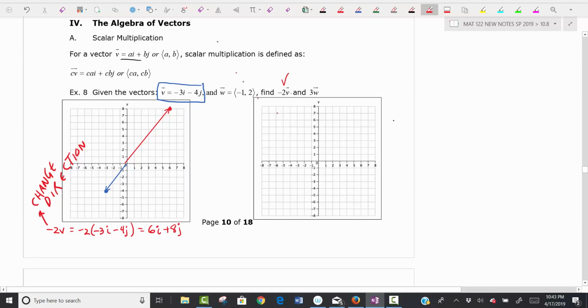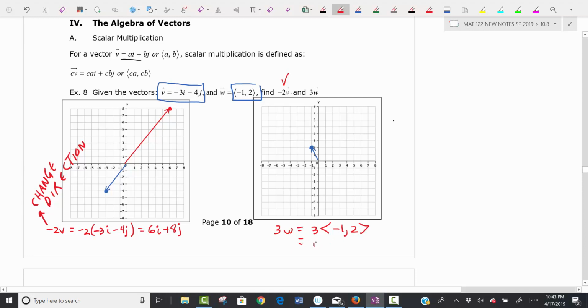Next thing we're going to do is over here, we're going to plot this vector, which is written in a different form, but still means negative i plus 2j, so we go left 1 and then up 2 like that. Let's sketch that vector. That will go like this. Now I'll do this in a different color, we're going to do 3w. We're going to take 3 times, and you can use this same notation when you do this. You can do this like this if you want to.